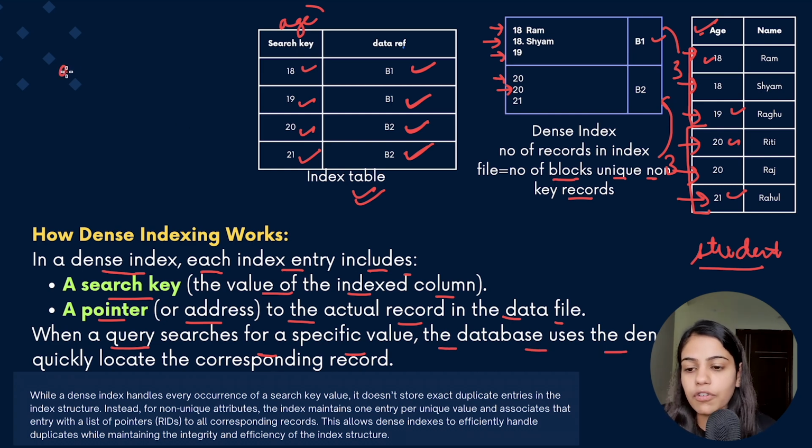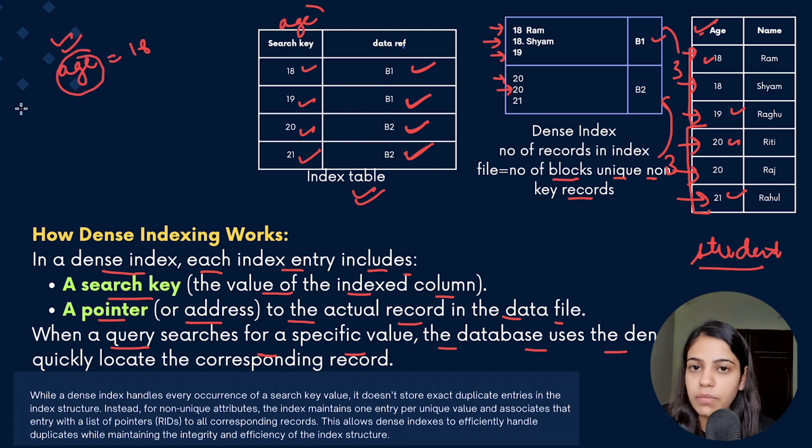record. Now consider I want the details of all the students whose age is equal to 18. Although age is a non-primary key attribute, since we have indexed this column age, it will give me faster results. So it will come to this index table, which is a dense index. It will search for 18. It has got 18. Now it will go to the block B1.